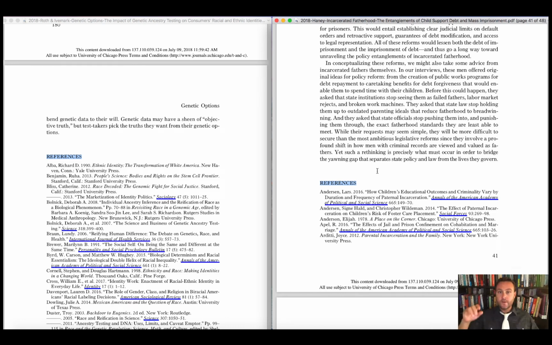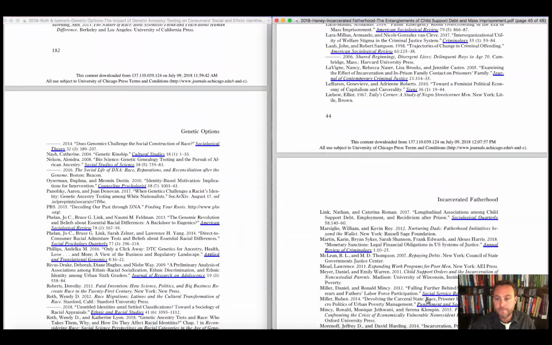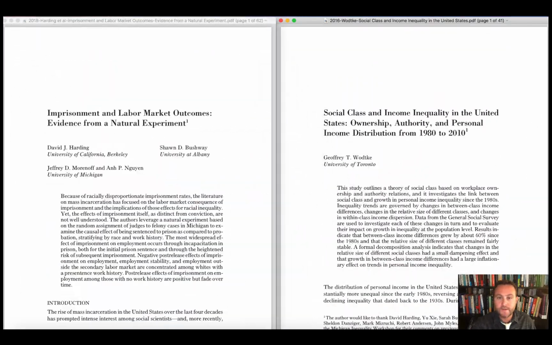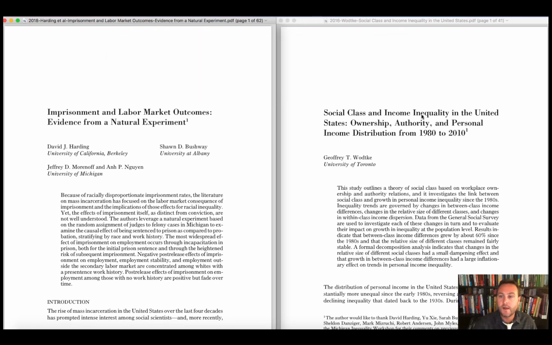So we had that kind of short introduction, a pretty long lit review, pretty short methods, pretty long findings, pretty short discussion or conclusion. And then of course there are references for both of these, several pages of them. Now let's go to the quantitative studies, one on imprisonment and labor market outcomes, and then another on the growth of income inequality in the United States.